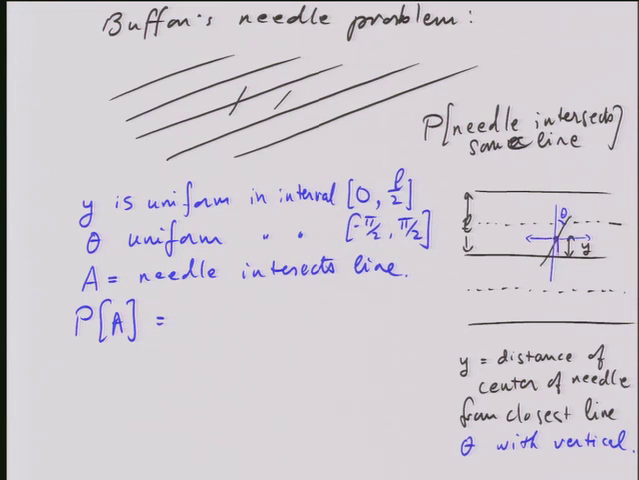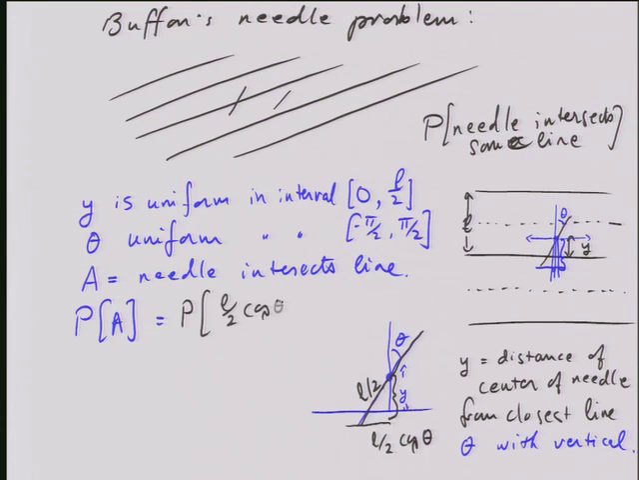So we are looking for this distance here. Let me draw this again. So this is our picture. This angle is theta. This distance is y. And what we want to know is, did the needle intersect? Okay, so that's the needle. What's this distance? Well, this distance is L over 2, that angle is theta, so it's just L over 2 cosine theta. So it intersects if and only if L over 2 cosine theta is bigger than y. Does it make sense?